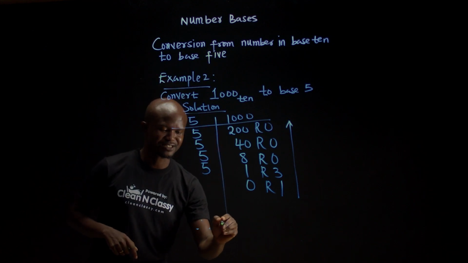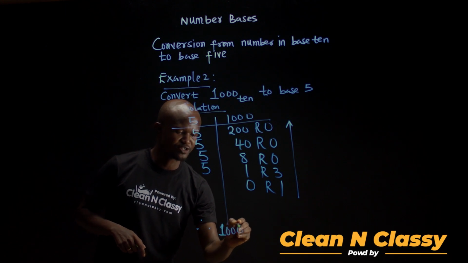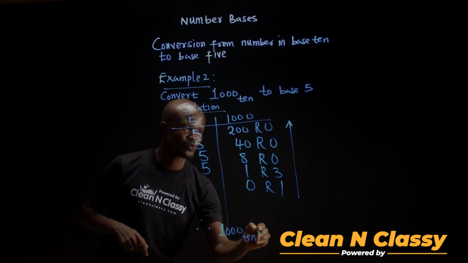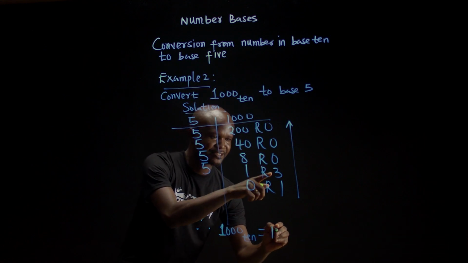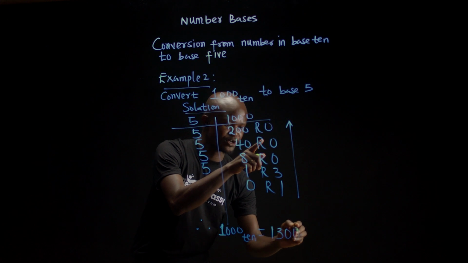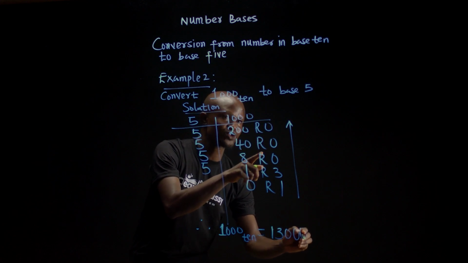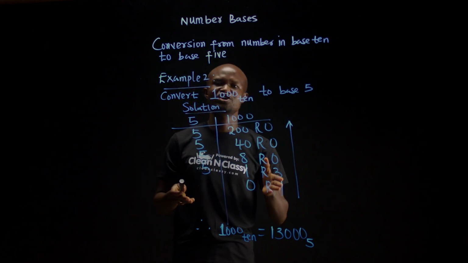Then we have what? 1000. 1000 base 10 is equal to what? From bottom, we have 1, then 3, 0, 0, 0. Base what? Base 5. That is the solution to the problem.